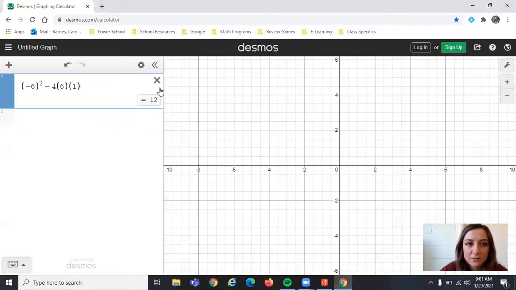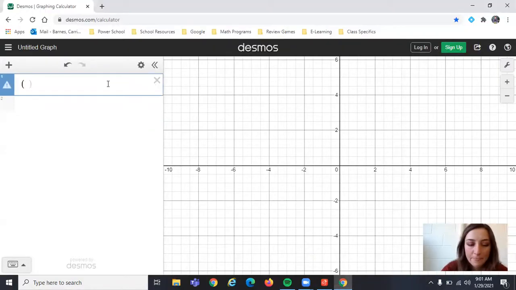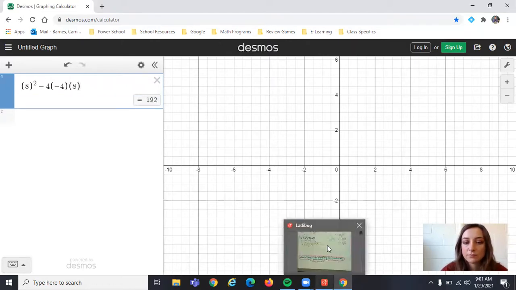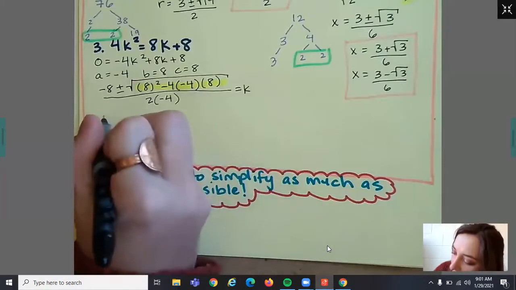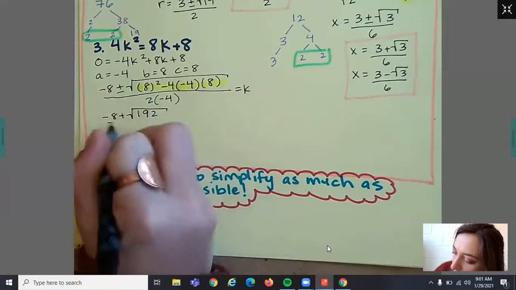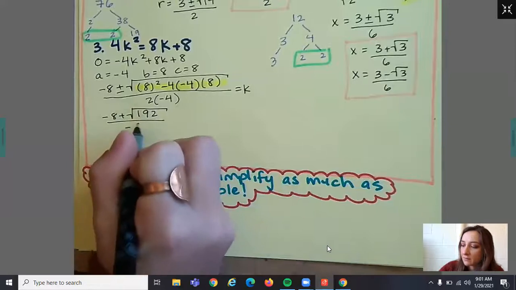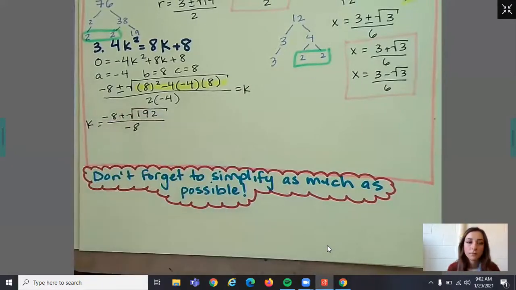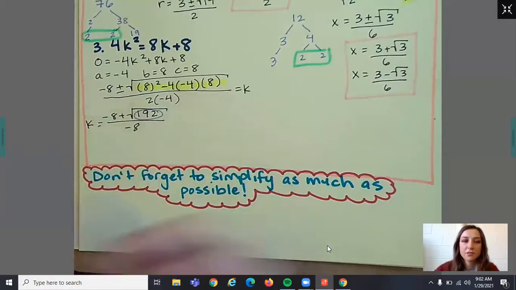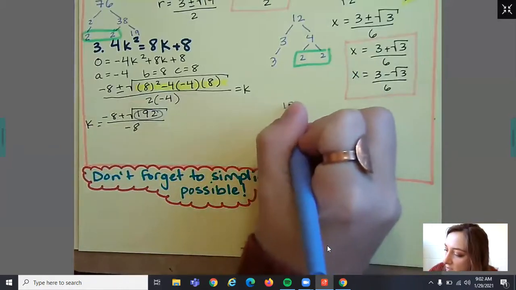So let's go to Desmos, and we're going to type in 8 squared minus 4 times negative 4 times 8, and we're going to get 192. Okay, so it's going to be negative 8 plus or minus the square root of 192 over 2 times negative 4, which is negative 8. Now we are going to take the number inside of the radical and see if we can pull some things out. So I'm just going to move over to the side. I'm going to do 192.